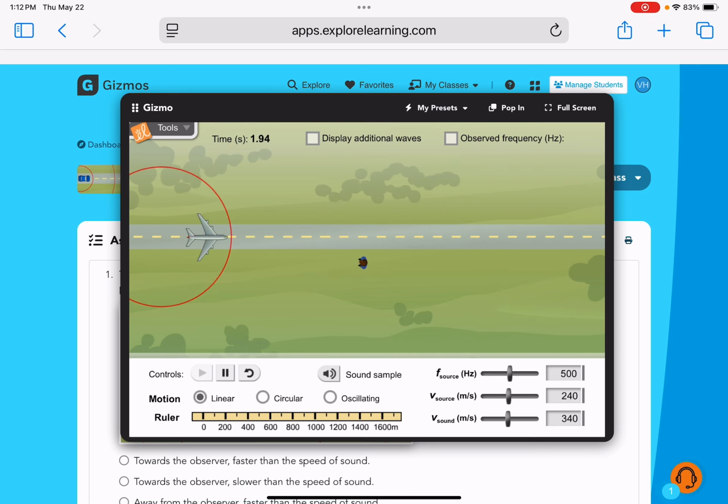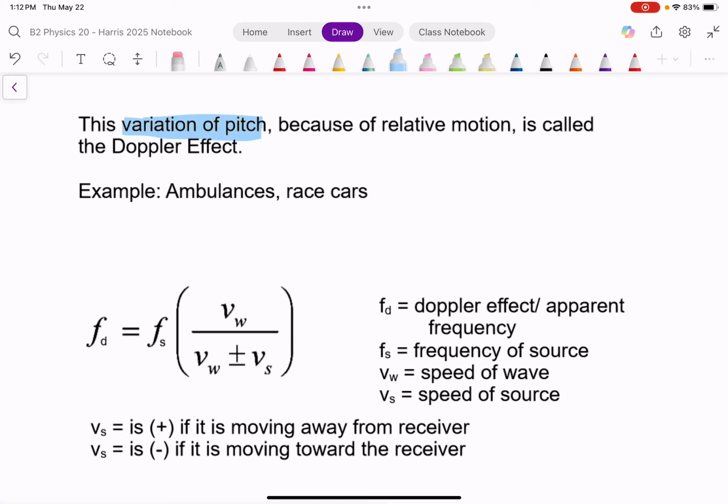So this is the Doppler effect. The different variations of pitch that you're getting, that we talked about here. And again, we know that pitch is directly related to frequency from yesterday. Because of the relative motion, the motion that the ambulance is moving at, that the car, the plane, whatever it's going at, because of that motion, it is going to be changing the frequency of the sound.